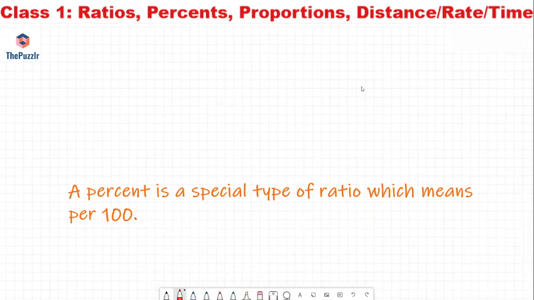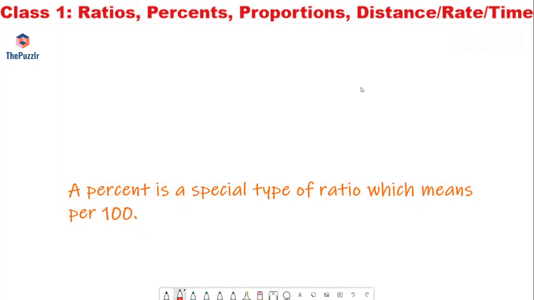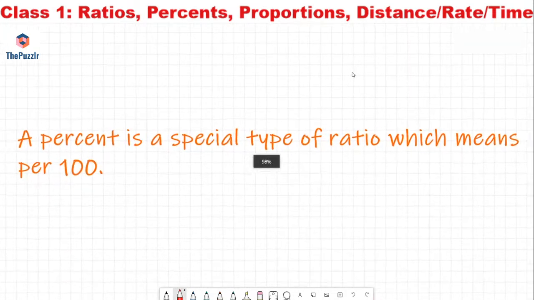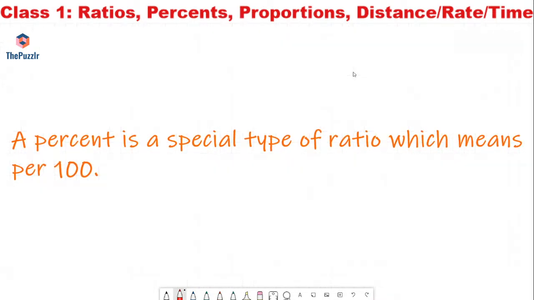Okay, so now we'll be looking at something special called a percent. And a percent is just a special type of ratio, which means per 100, right? So if I write something as 10%, what I'm really trying to say is that the ratio of something is 10 to 100. Now, mathematicians are super lazy, which is why they came up with the percent symbol. But percent problems can be pretty hard, and we'll take a look at a few AMC 8 problems to see what I'm talking about. Let's get started.